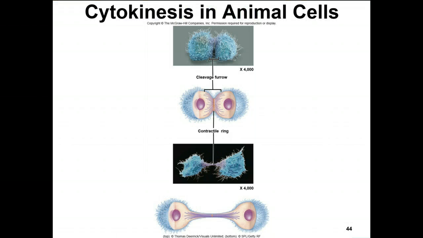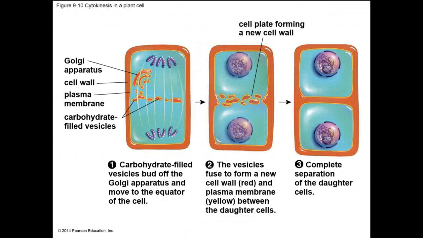This slide is illustrating what happens with cytokinesis in animal cells. Note the contractile ring which pulls the cell into two cells, and we refer to this region as the cleavage furrow. In plant cells, as mentioned previously, there is no cleavage furrow. Instead, vesicles begin to migrate to the middle of the cell to form a cell plate, and then eventually this cell plate will become a cell wall.